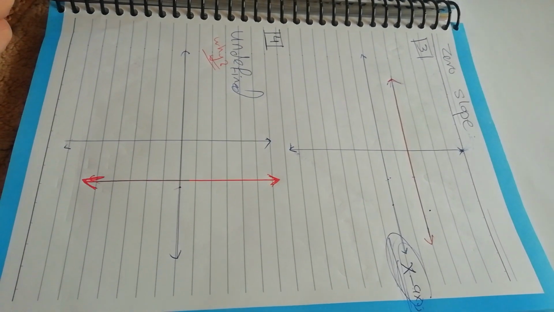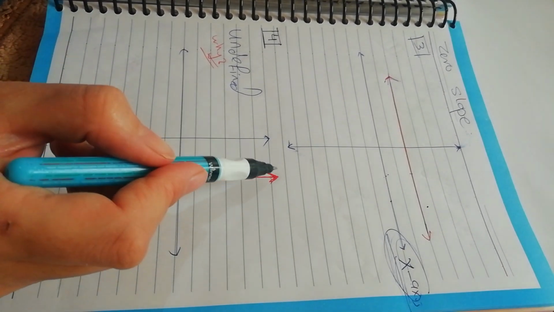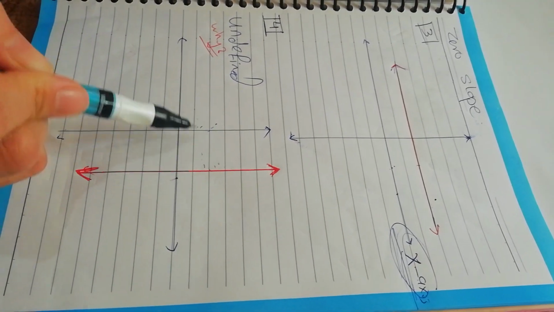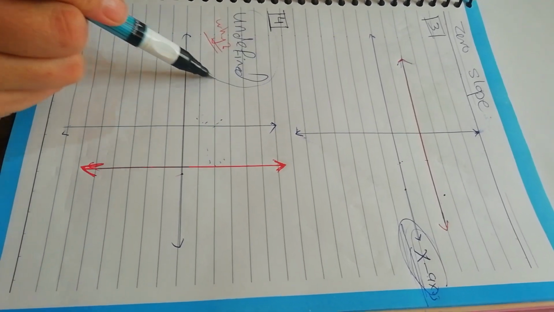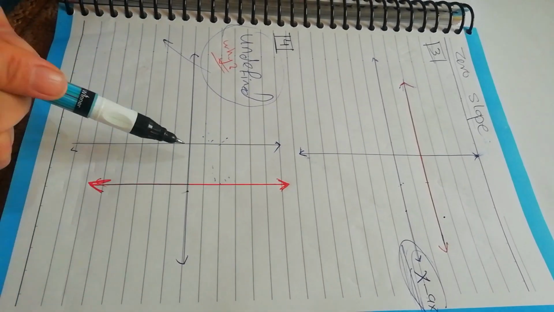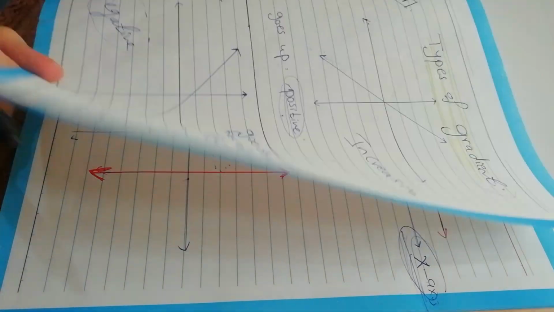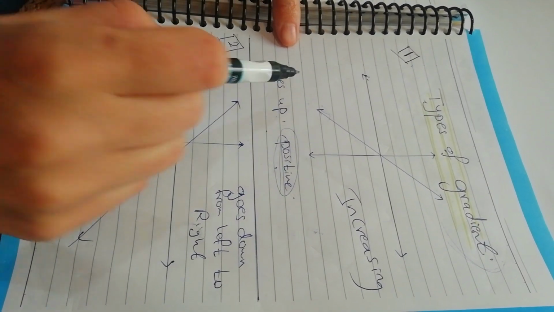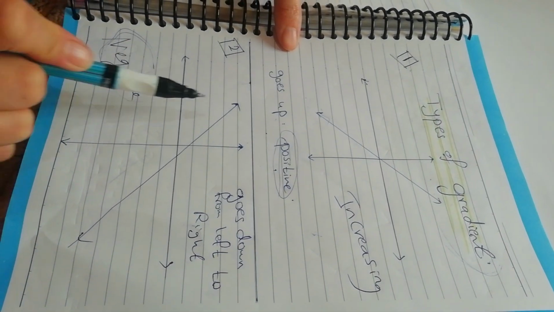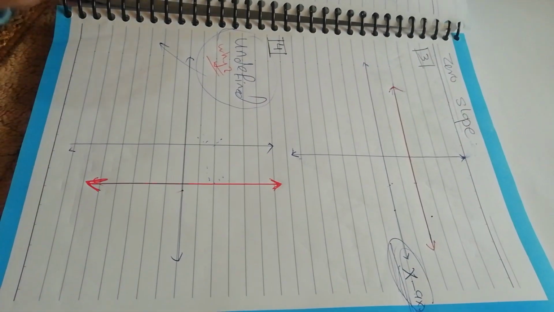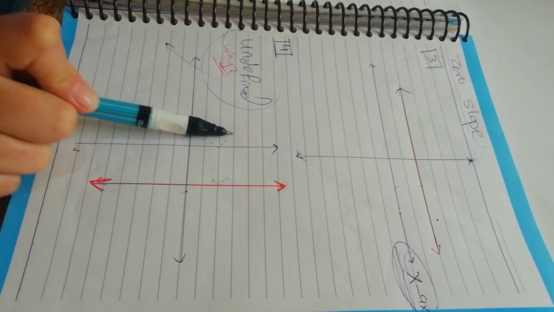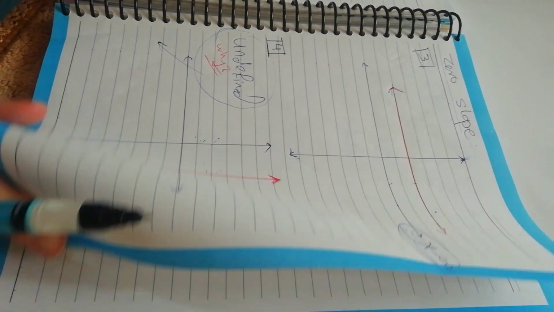What if the line is vertical? It's parallel to the y-axis. Here we call the gradient undefined. You can search on the internet why we call this one undefined. So again, if the gradient is positive, the line is increasing. If it's negative, the line is decreasing. If it's 0, the line is parallel to the x-axis. If it's vertical, parallel to the y-axis, we call it undefined.